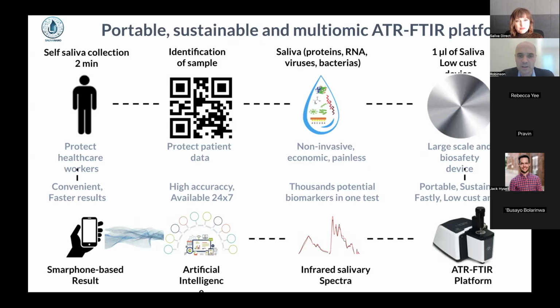And with just one spectrum, we will have 1,000 potential biomarkers in one test. We send this spectrum to artificial intelligence algorithms that can work 24 hours per day, 7 days per week. And after that, we can send this data from the patients' smartphones. Next one, please.